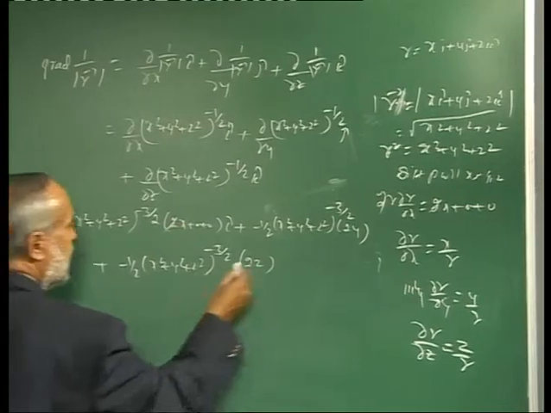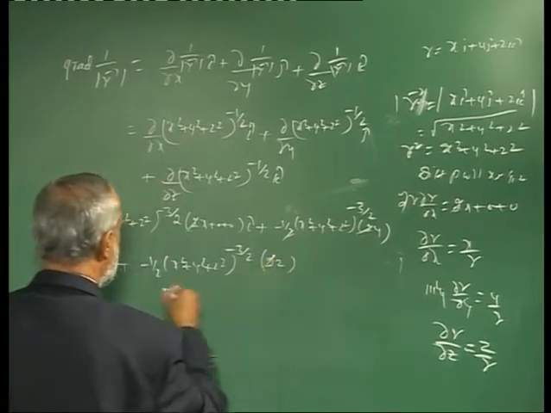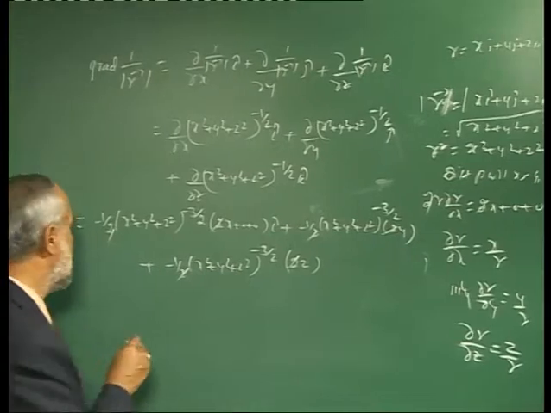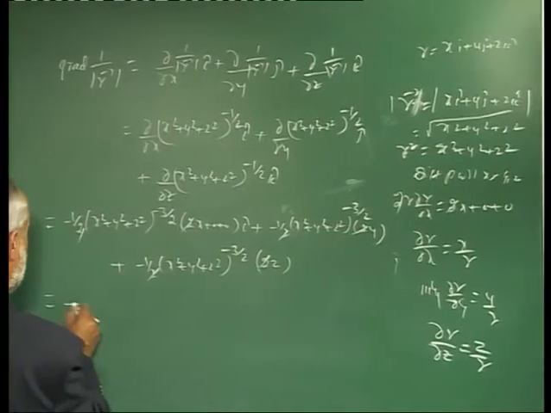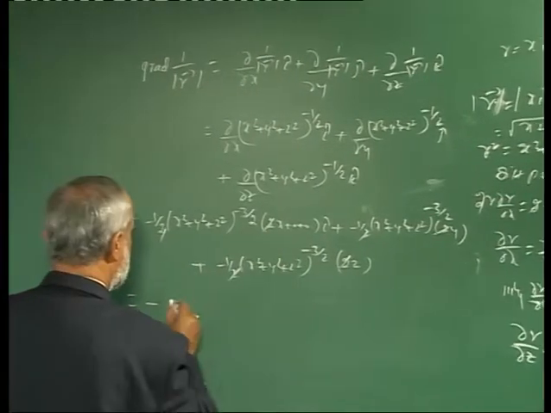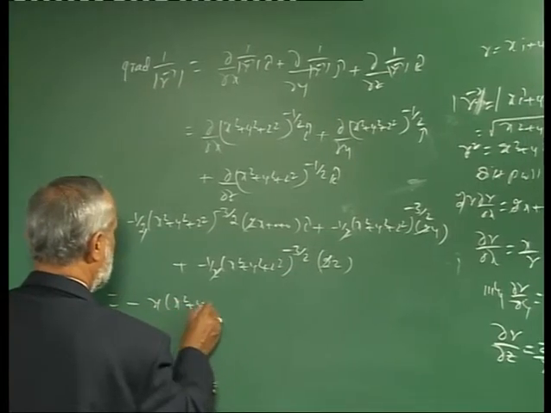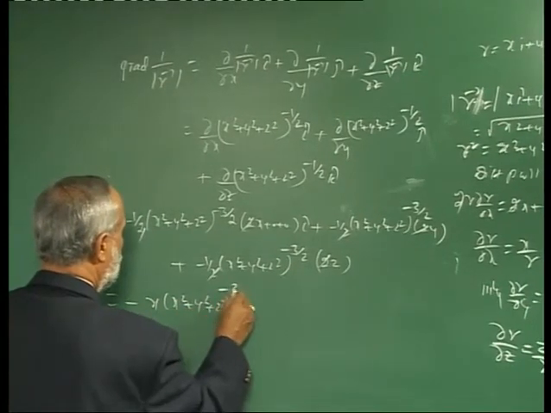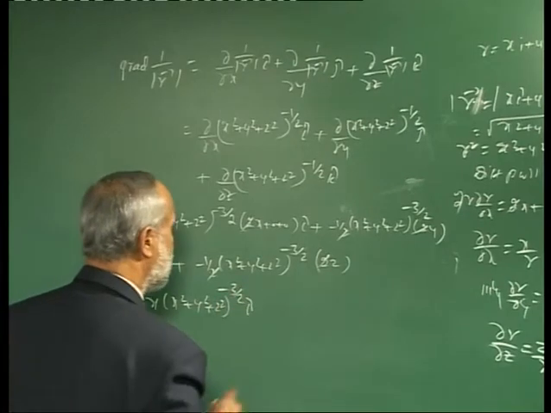Here 2 and 2 will get cancelled. Here also 2 and 2 will get cancelled. Here and here 2 and 2 will get cancelled. Remaining is what you get: minus x into (x² + y² + z²) to the power of minus 3 by 2 into i cap.